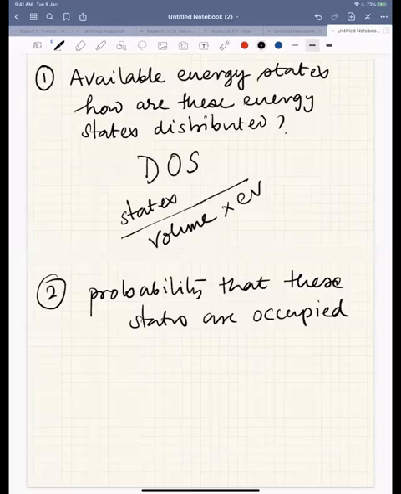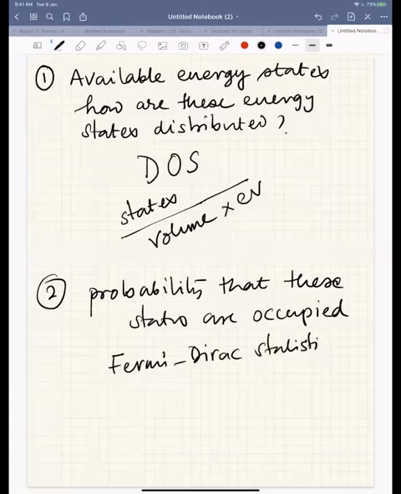So we have to find the density of states, but another information we need is the probability that these states are occupied, right? And this is mostly defined by something called Fermi-Dirac statistics, and we'll discuss that.